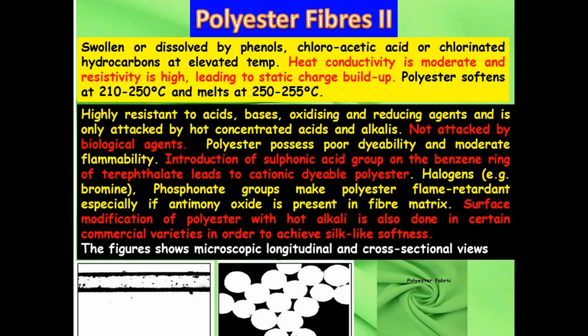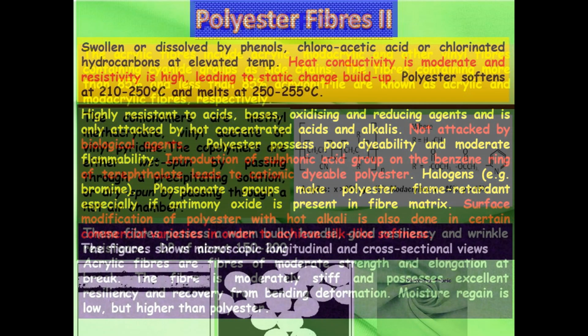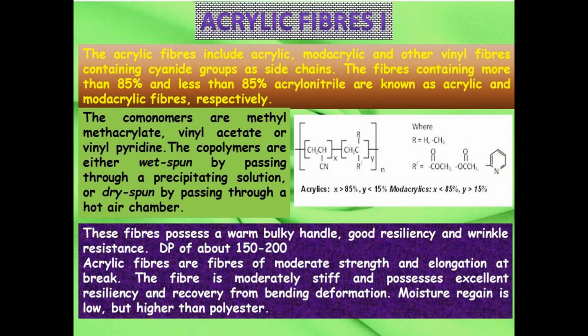The figure shows microscopical, longitudinal and cross-sectional views. And lastly, polyester fabric. The acrylic fibers include acrylic, modacrylic and other vinyl fibers containing cyanide groups at side chains. The fibers containing more than 85% and less than 85% acrylonitrile are known as acrylic and modacrylic fiber respectively. The comonomers are methyl methacrylate, vinyl acetate or vinyl pyridine.